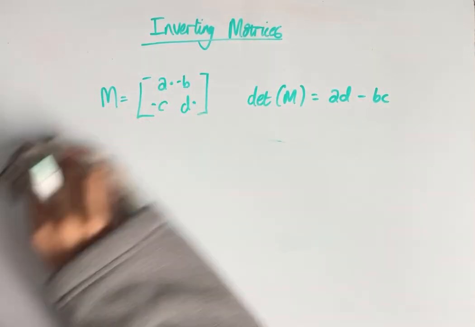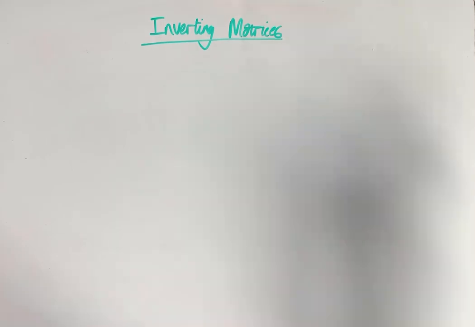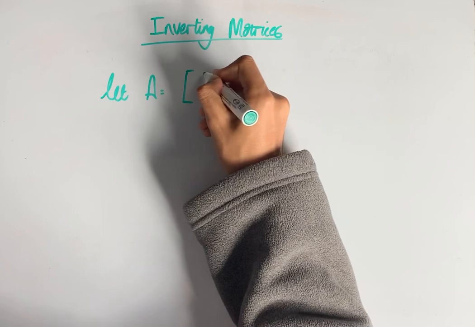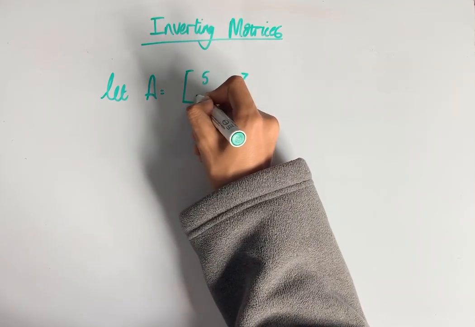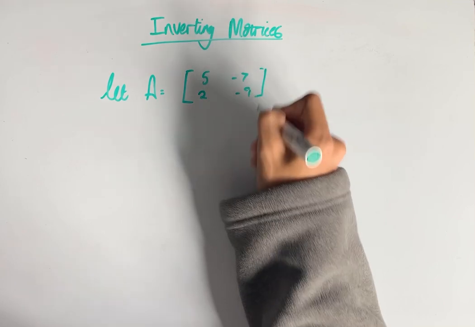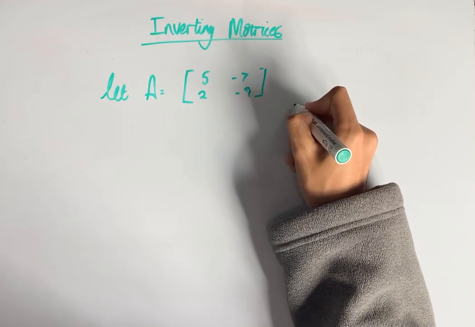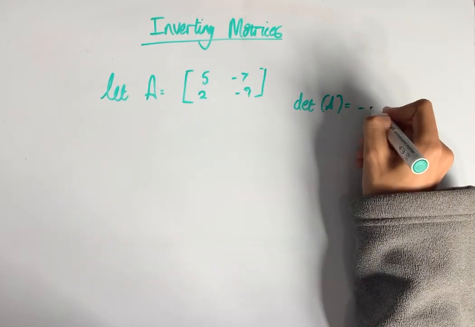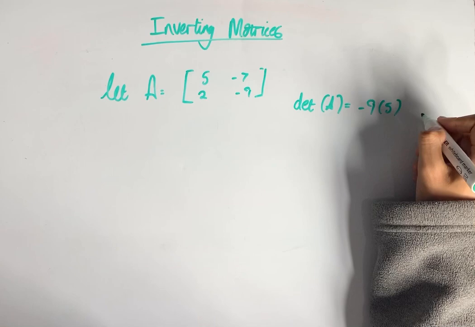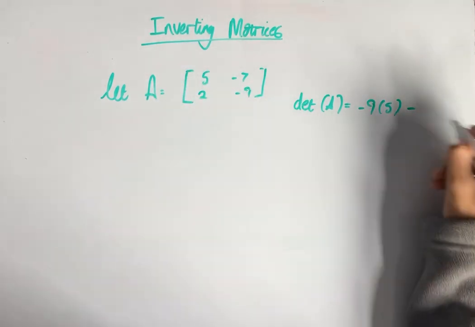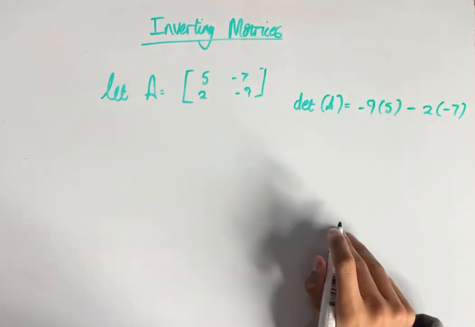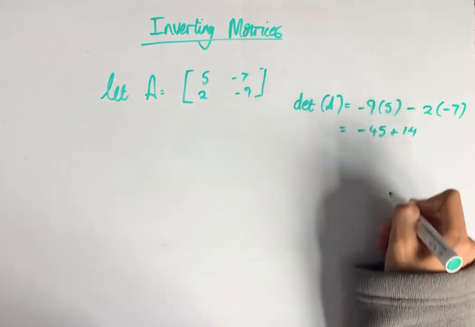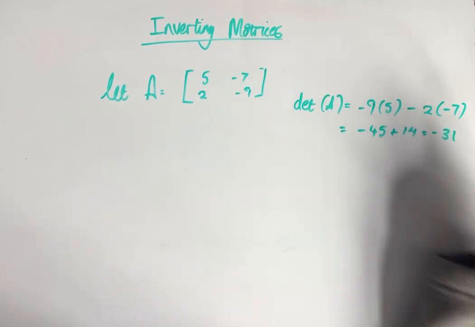Now let's try this with real numbers. So let A equal 5, minus 7, 2, and minus 9. We find that the determinant of A is equal to AD, so minus 9 times 5, minus BC, 2 times minus 7. We end up with minus 45 plus 14, which is equal to minus 31.